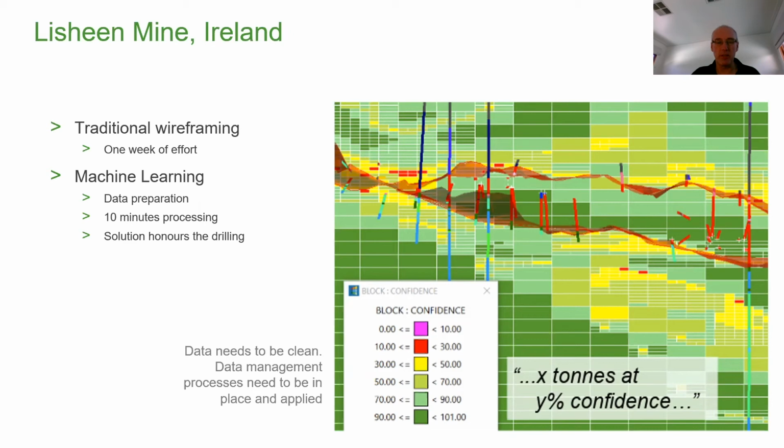Now, we showed in a previous webinar that Domain MCF could build the domains for a single deposit there in about 10 minutes. So we're compressing the production of the resource dramatically, giving you more time to think about it, rerun models, data validation, etc. So using the same data, we've now gone through and done a block confidence on that.